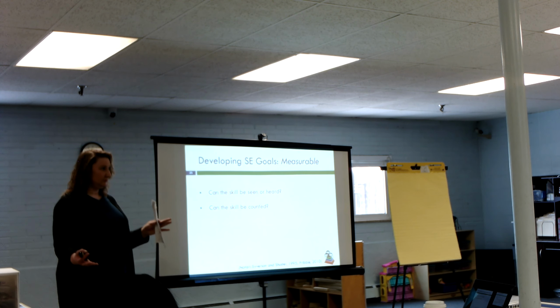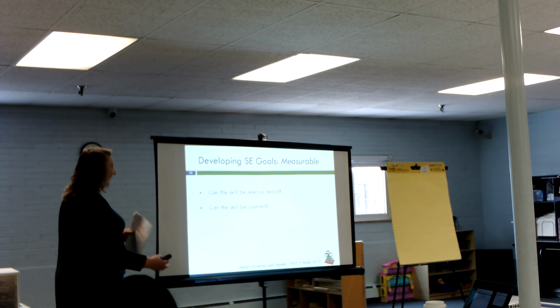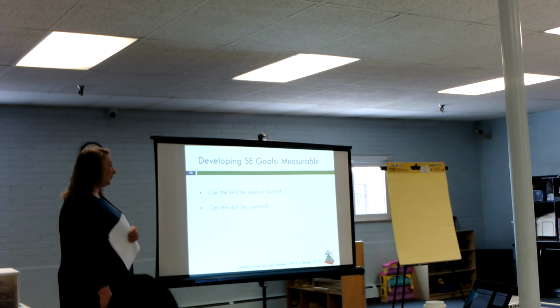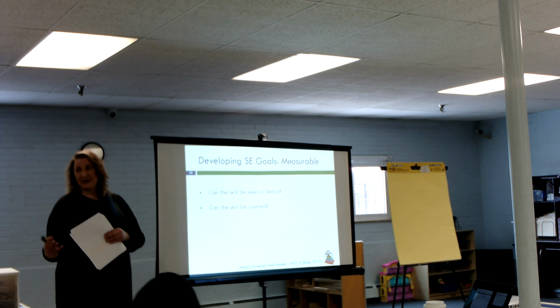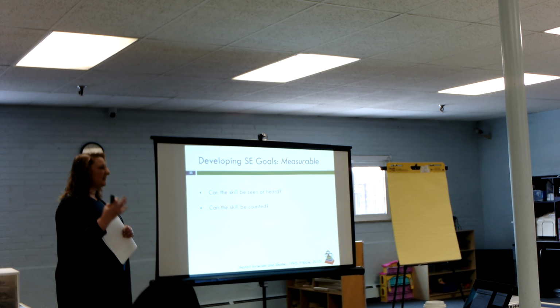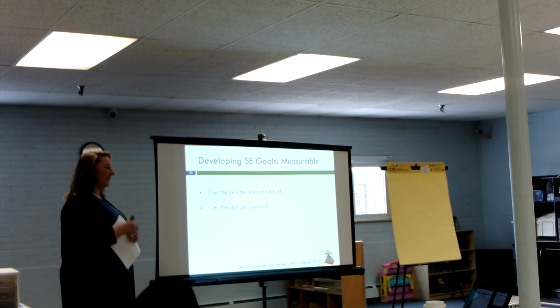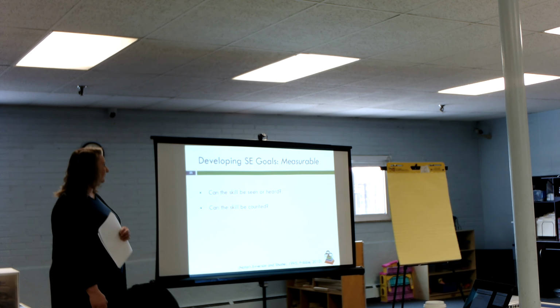Measurable. We have to be able to know if they've done it and if they've completed it. Can the skill be seen or heard, and can it be counted? So the skill might be making eye contact. How many times does a child make eye contact in a 5-minute period? The skill might be how many times they ask for help. It has to be measurable, that we have to be able to count it. We have to know when it's happening. If we don't know when it's happening, then it can't be counted or measured.